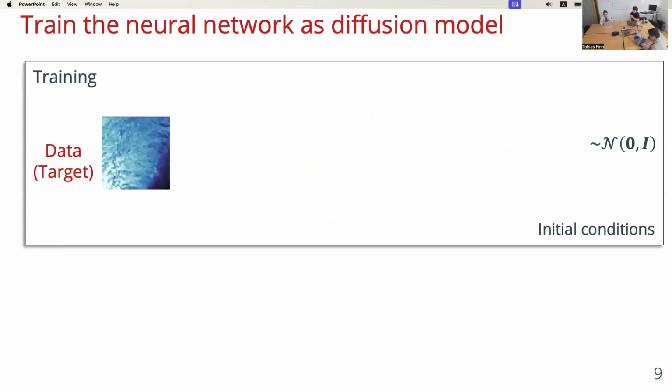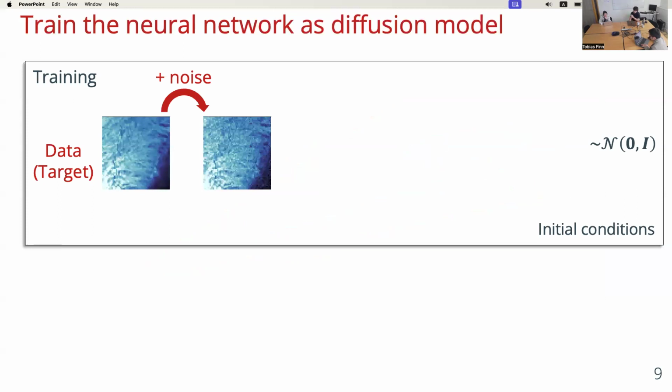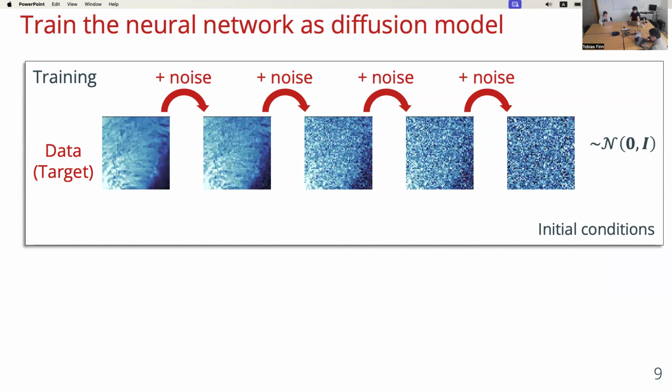And so during training, we basically know our data. We know the target at 4 and 12 hours. And in diffusion models, what we do during training is add noise to our data. And instead of adding noise just once, we add noise many times until we have basically replaced all the information contained in our data by noise. And then a neural network is trained to take a noise field, to take the initial conditions, and then to revert this noising step, so to denoise for a small single step.